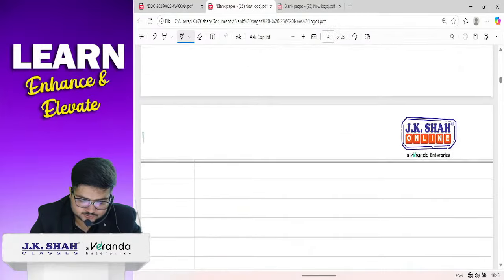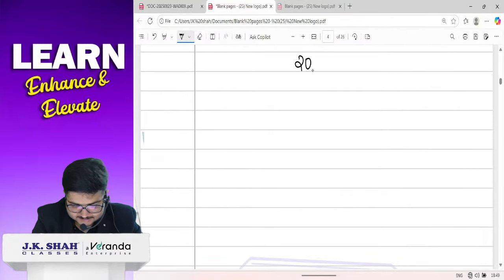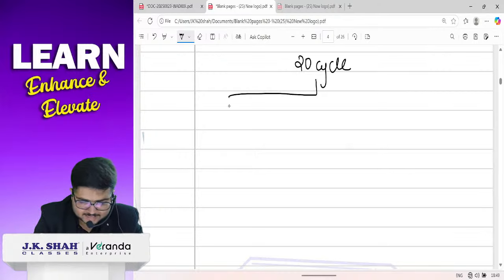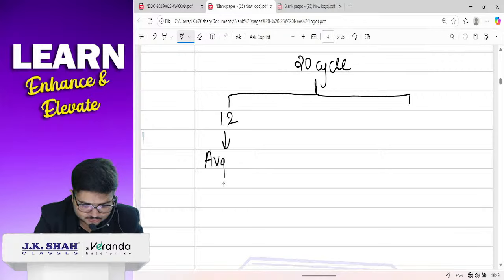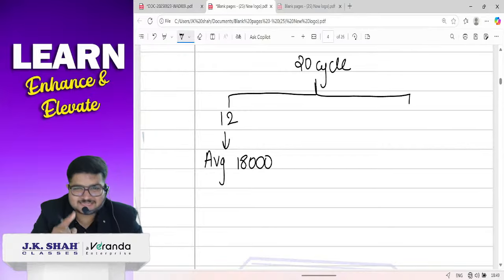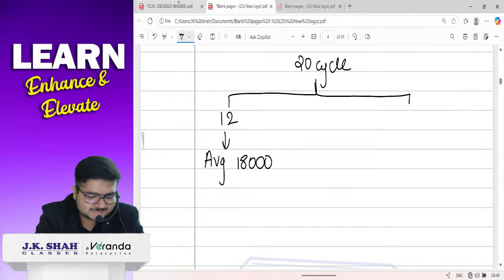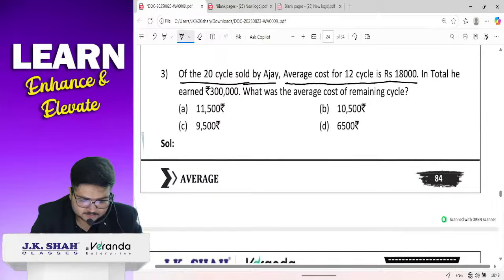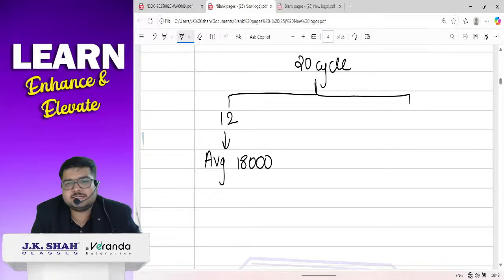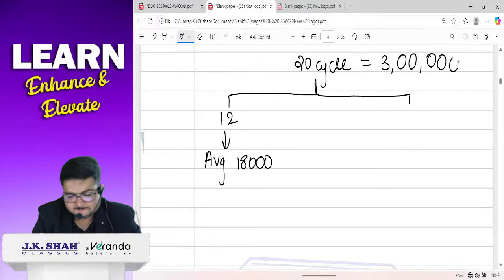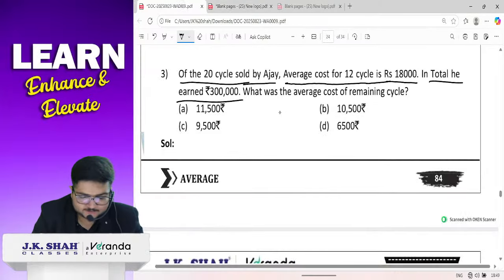Let us make a flow chart of this. There are 20 cycles. From that, 12 cycles have an average cost of 18,000. That means there are 12 cycles, each of 18,000. Right? Now, in total he earned 3 lakh. Total he earned 3 lakh means by selling these 20 cycles, he earned 3 lakh rupees. Next, you have to find what is the average cost of the remaining cycles.